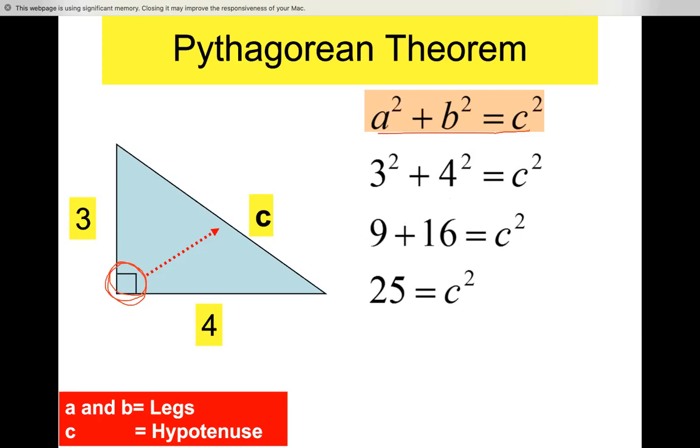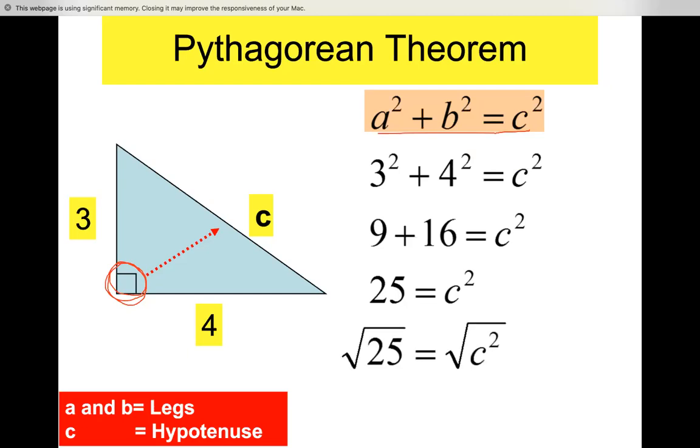I said that in algebra, absolutely positively, there are 2 numbers squared that are 25: 5 and negative 5. But if I claim that one of the answers is negative 5, that makes no sense. I can't have a side length of 3, 4, and negative 5. Negative 5 is not a side length. So in geometry, we exclude the negative square root and only consider the principal square root.